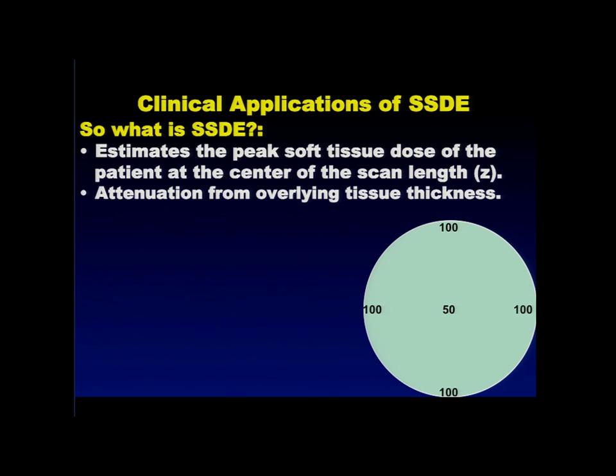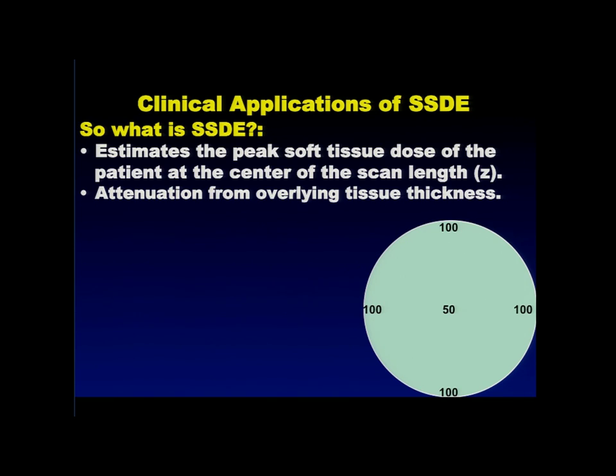Okay, so really what is SSDE? Well, it estimates the peak soft tissue dose. Notice I said soft tissue, of the patient at the center of the scan length. So it's kind of like CTDI 100, except it now accounts for changes in patient thickness. Now, again, it's soft tissue dose.